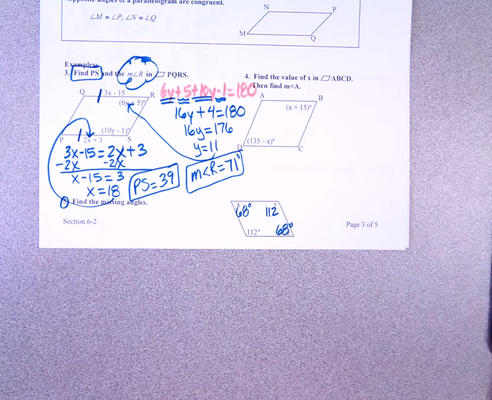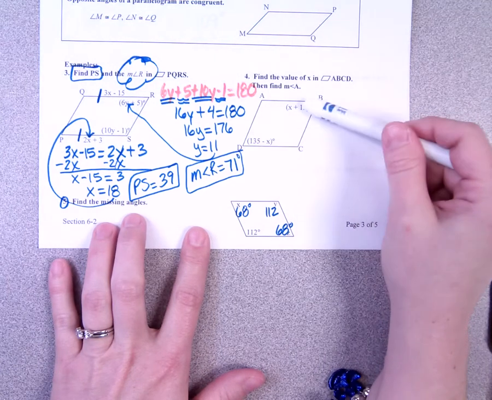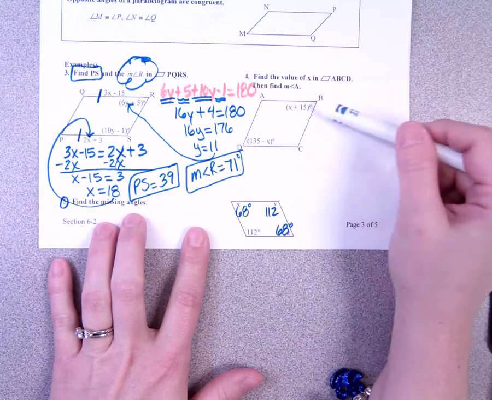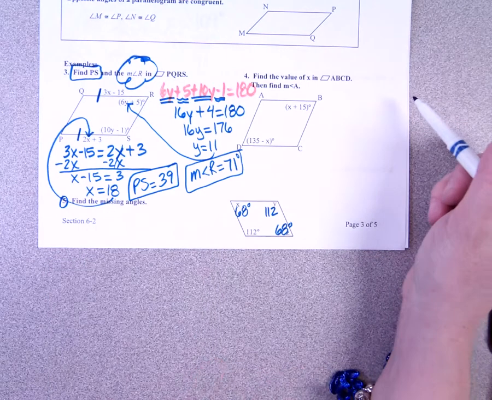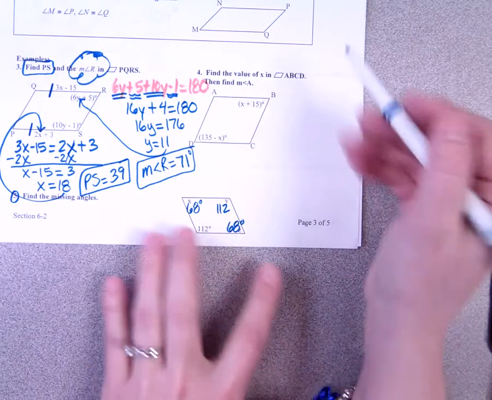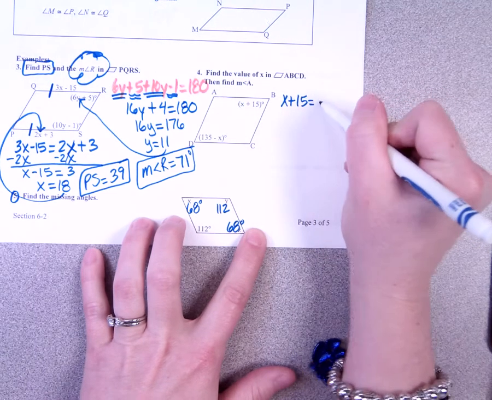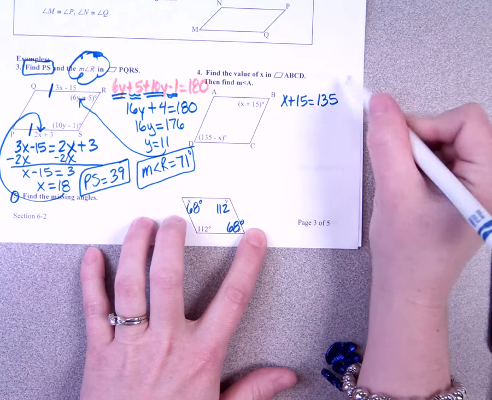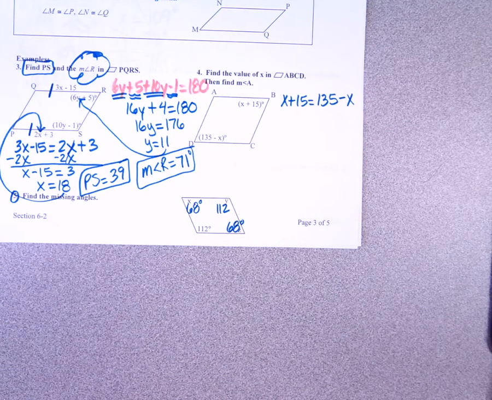Okay, on number 4, these guys right here, are they sides or are they angles? Angles. Are they opposite angles or consecutive angles? Opposite angles. Are opposite angles congruent or supplementary? Congruent. So what's the equation? Okay, so x plus 15 equals 135 minus x. You guys take a second and solve that for x. I'm going to draw a stick, and then we'll go from there.